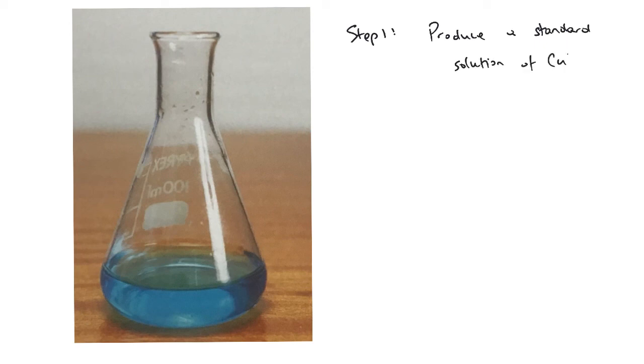of copper 2+ ions. This one I've got on the left is copper sulfate. You would have seen this at both GCSE chemistry and AS level chemistry, which is blue. We could also use copper nitrate. We're just looking for a salt.